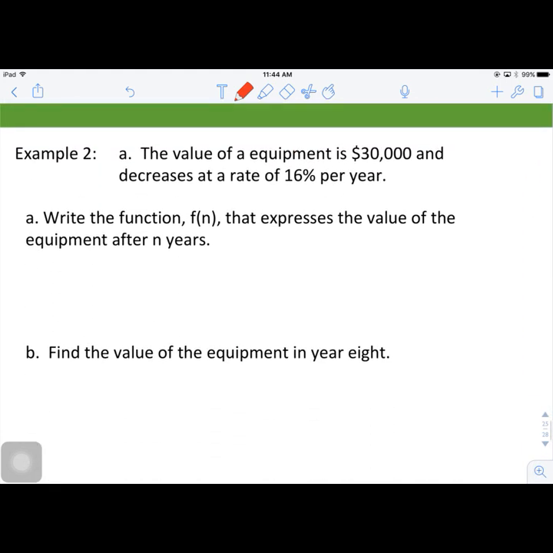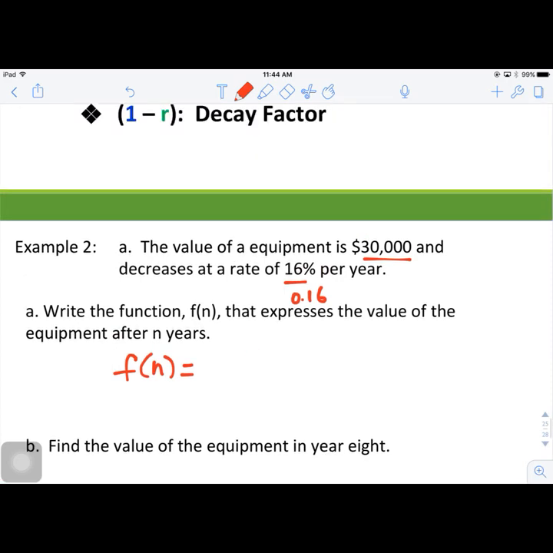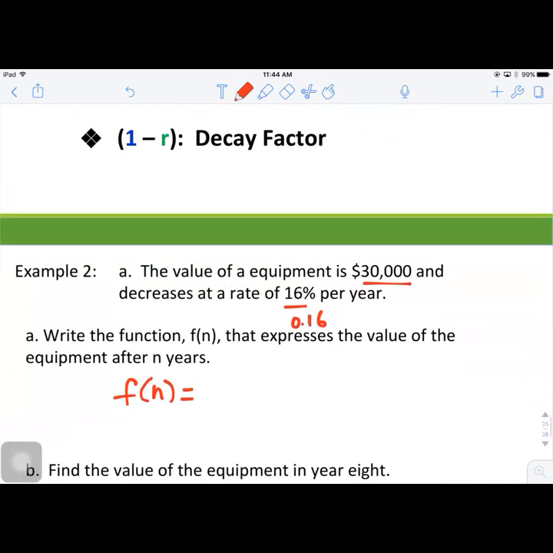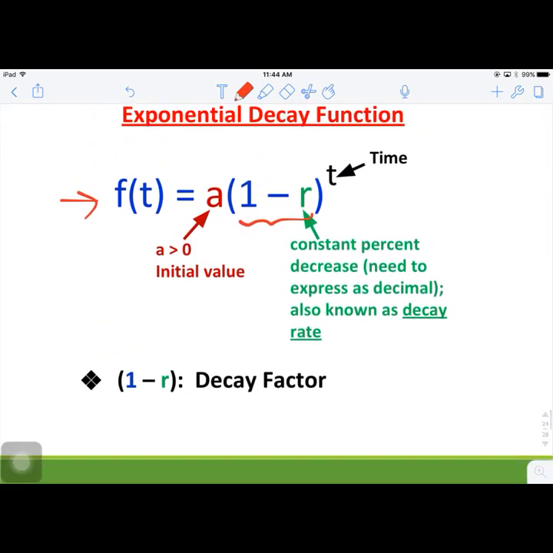And so let's take a look at this example. The value of an equipment is 30,000 and decreases at a rate of 16% per year. And we're going to write the function f of n that expresses the value of the equipment after n years. So we do know that the ratio is 0.16 for 16%, and the initial value is 30,000. So we're going to start with f of n equals the equation from here, which is a times 1 minus r to the t.